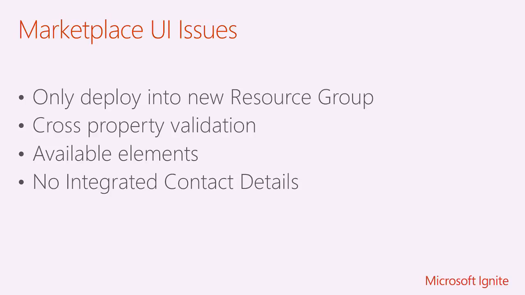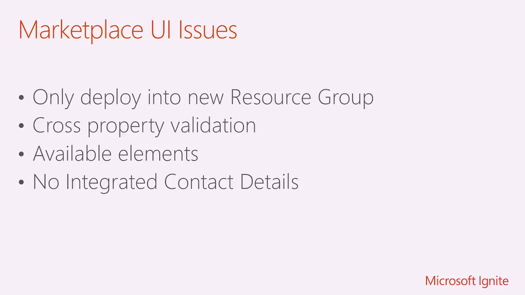This means that with the marketplace, if you were to deploy a cluster into one resource group and then decided, okay, I actually want to increase the number of nodes in that Elasticsearch cluster, you cannot go through the marketplace again and redeploy onto that existing resource group, which you can with the ARM template. So you can scale up and scale down clusters through the ARM template, but not through the marketplace.